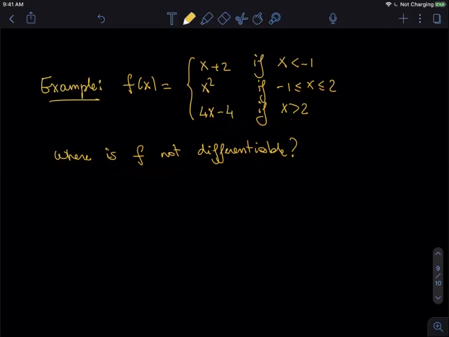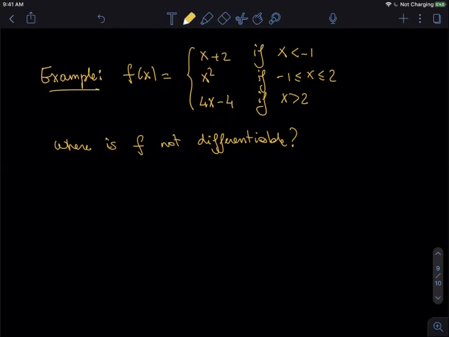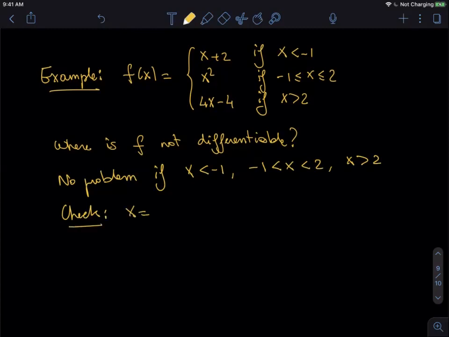Now we have already seen that we have a formula for x plus 2, x squared, 4x minus 4, we are able to find the derivative. So there will be no problem if x is less than -1 or x is in between -1 and 2 or x is bigger than 2. Those three, no problem, because we already have a formula. So the only question now is you need to check x equals -1, x equals 2.